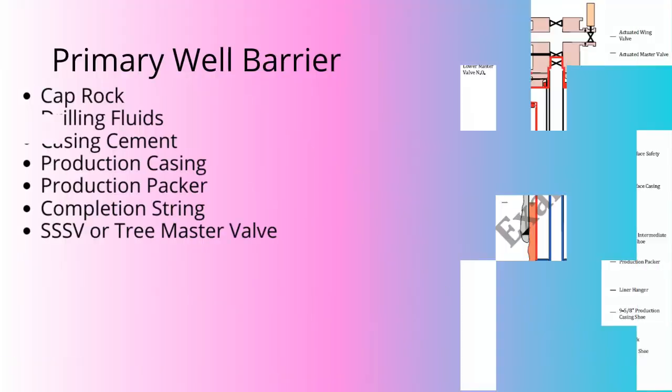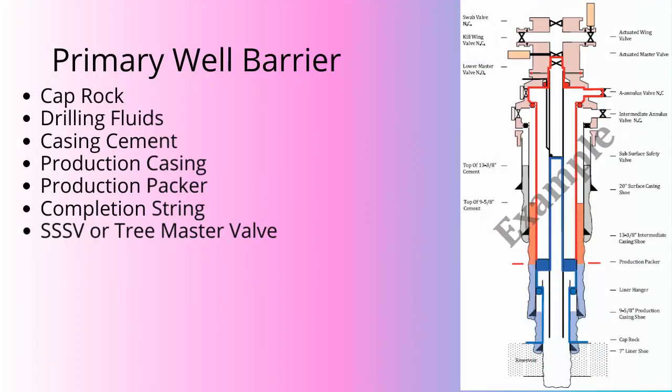The primary barrier is the first set of barrier elements exposed, in direct contact, to the pressure source. It is defined by the blue color in this schematic. The primary barrier is composed of one or more of the following well barrier elements subject to the applicable life cycle phase: caprock, drilling fluids, casing cement, production casing, production packer, completion string, SSSV or tree master valve.